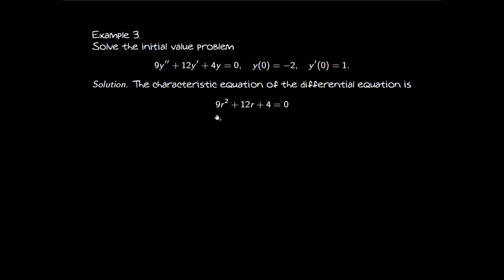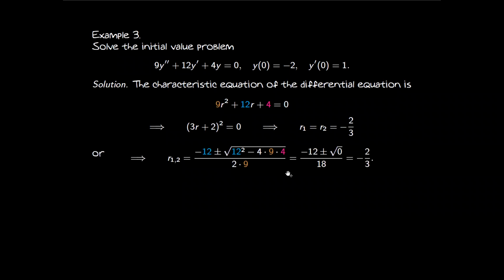For this one, actually, we can factor this quadratic polynomial, and we can get (3r plus 2) squared, right? So this equation becomes (3r plus 2) squared is equal to 0, so that we know the two roots are going to be both negative 2/3. In case you have difficulty to factor this polynomial, you can still use the quadratic formula, and you will end with the same roots.